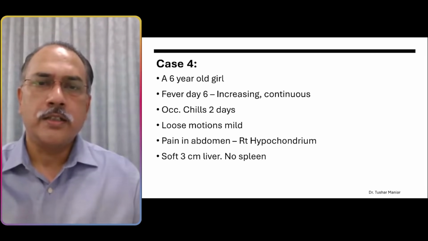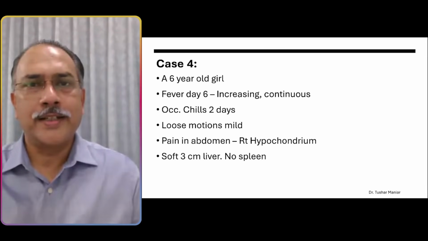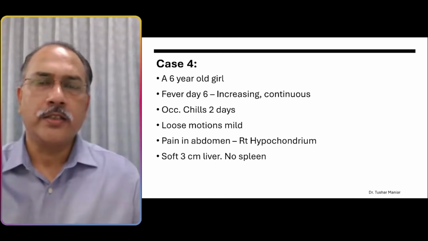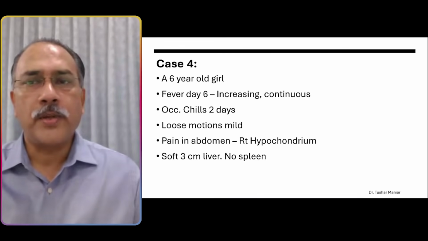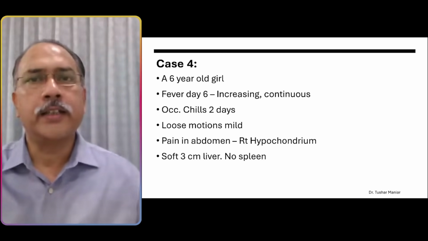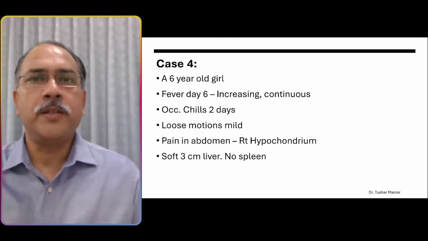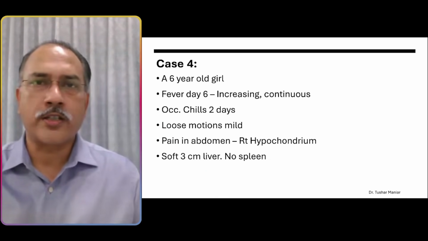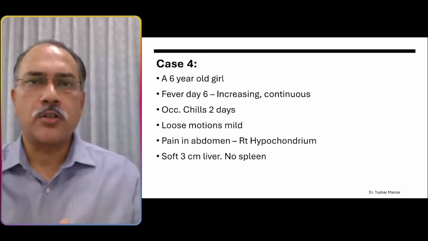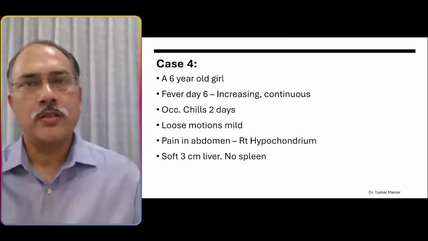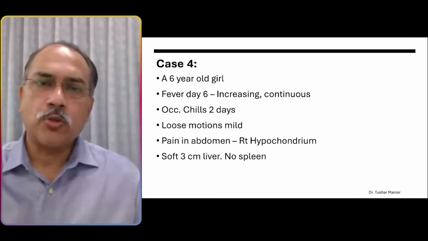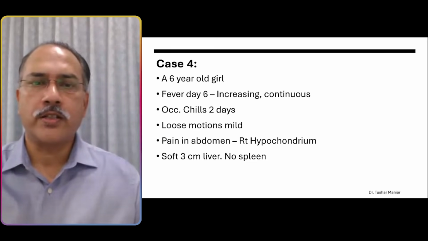You have a 6-year-old child. Fever started gradually, is now increasing. Fever is continuous, though the parent says that fever comes and goes. But that is because the child is being given antipyretics every 4 to 6 hours. So the fever is controlled with the antipyretic effect. And as soon as the effect goes, the fever comes back. And there are occasional chills also since last 2 days.